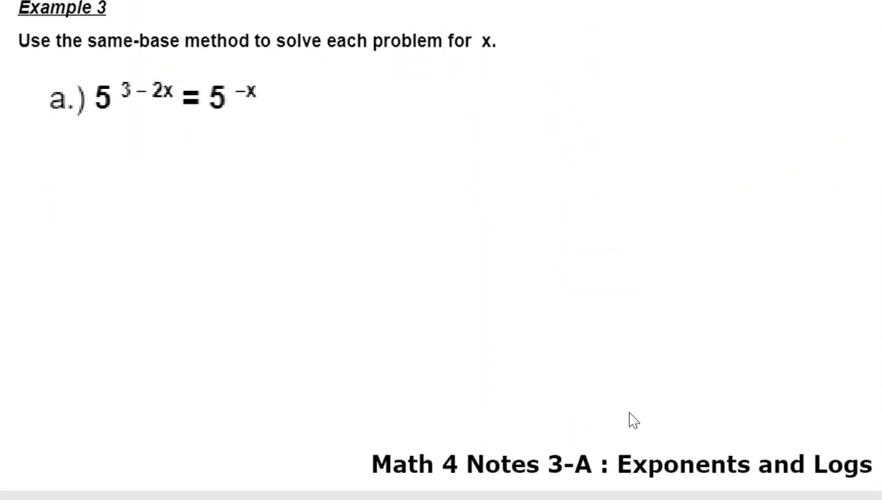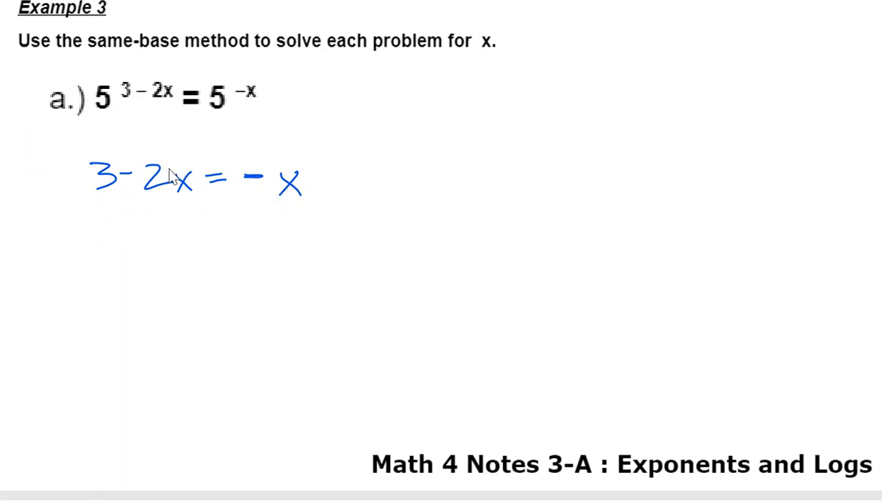Now, the same base method basically says if I have 5 to the this and 5 to the that, my bases are the same, which means that my exponents must also match. If the bases match, then the exponents are going to have to match one way or the other. So the rest becomes algebra. How do I solve for x to figure out how this works?